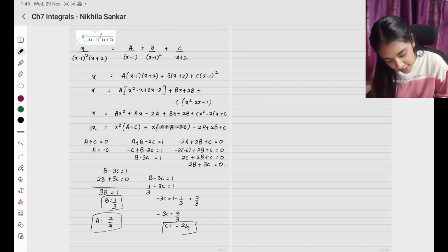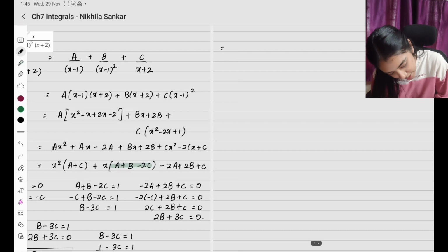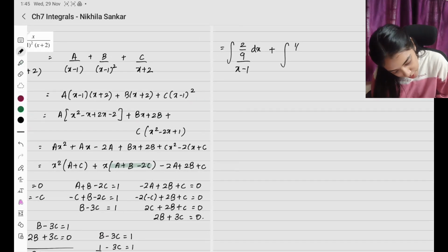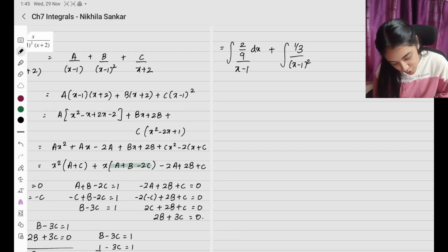Okay, now when I substitute it in the integral, what do I have? a divided by x minus 1. So 2 by 9. So integral 2 by 9 divided by x minus 1 times dx plus the value of b, what did we get? 1 by 3. So 1 by 3 divided by x minus 1 the whole square minus 2 by 9, the value of c.